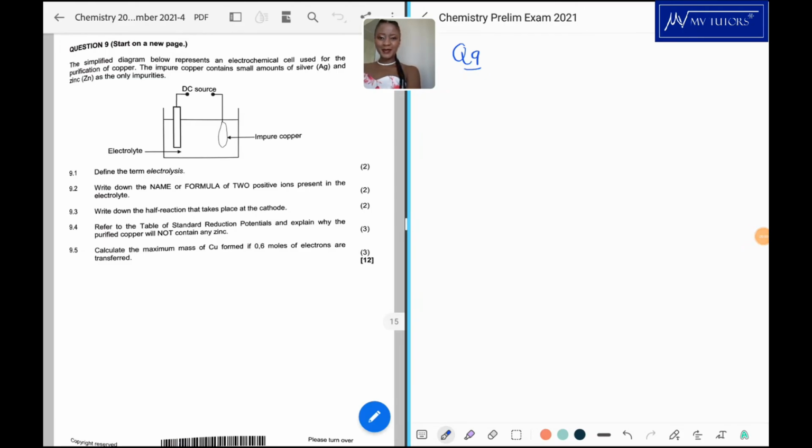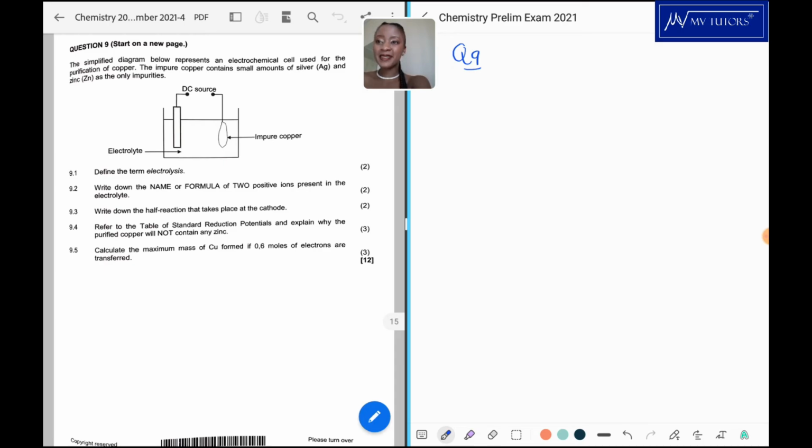I'm Tsulu and I'll be looking at question 9 of the chemistry prelim that was previously written in the Gauteng province. So what does it say and what does it want from us? The simplified diagram below represents an electrochemical cell used for the purification of copper. The impure copper contains small amounts of silver and zinc as the only impurities.